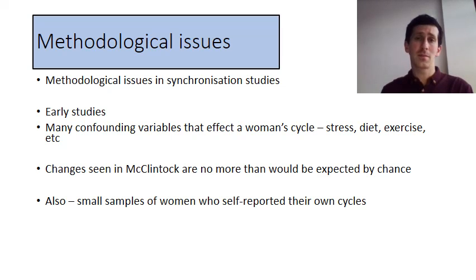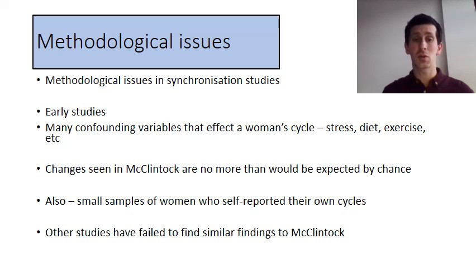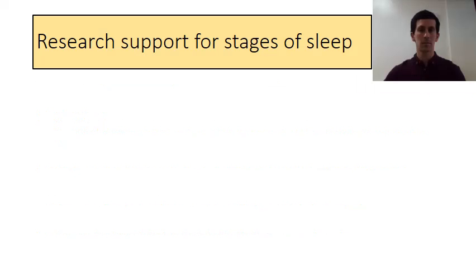And also, it was a small sample of women, which is obviously an issue with generalising the findings, and they self-reported their own cycles. Some may not have been fully truthful when recording when their cycles were. And to be honest, most other studies have failed to replicate McClintock's findings. So there is the issue of, are they actually reliable findings, or was this study valid enough in the first place to provide repeatable results?